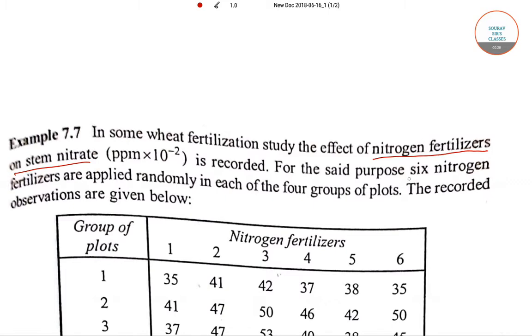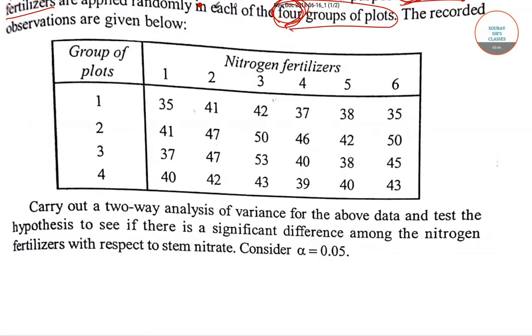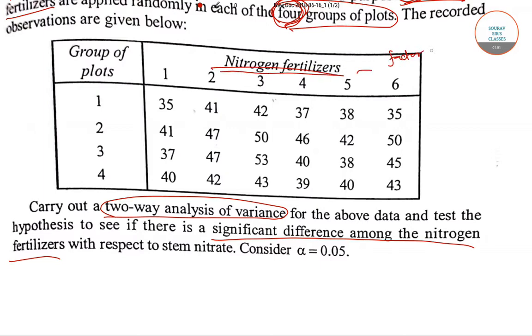For this purpose we have 6 nitrogen fertilizers and 4 groups of plots, and the following are the data that were observed and recorded. Here we have to carry out a two-way analysis of variance and test the hypothesis to see if there is a significant difference among the nitrogen fertilizers. This nitrogen fertilizer is our factor of interest, whereas the group of plots is the nuisance factor.